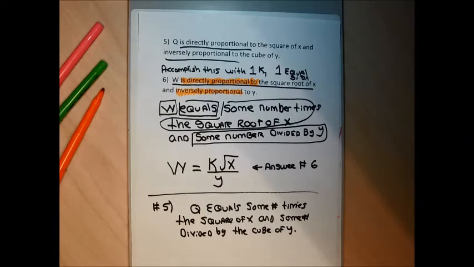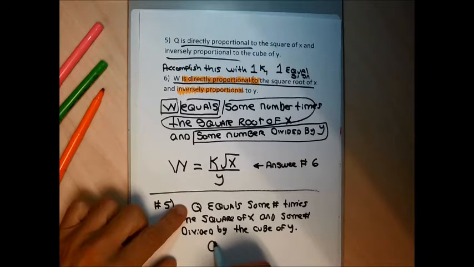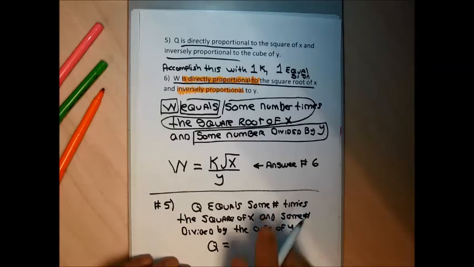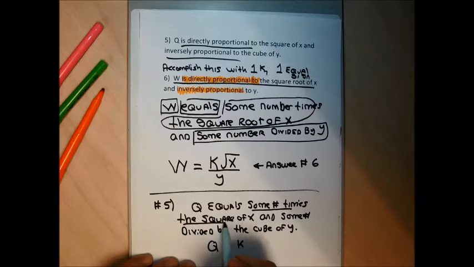As I go to write an equation, I'm going to write the letter q, then an equal sign, and my some number is going to be k. The first part needs to be times the square of x, because there's not a root after the word square. I don't get a radical symbol, I get an exponent. So times the square of x is going to be times x squared, and then some number divided by the cube of y. For divided by, we're forming a fraction, and in the denominator of that fraction needs to be the cube of y. Again, I don't see the word root, so I don't see a radical symbol. I'm going to get an exponent, and the exponent's going to be a 3.